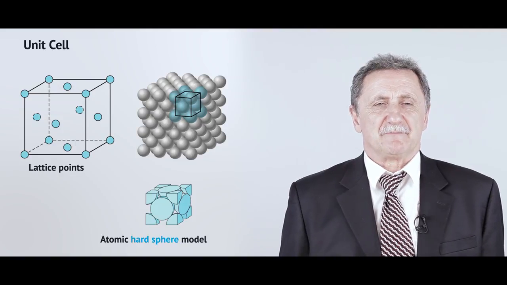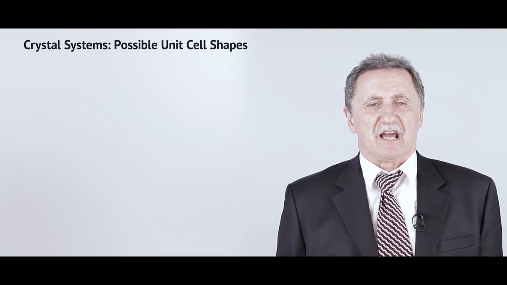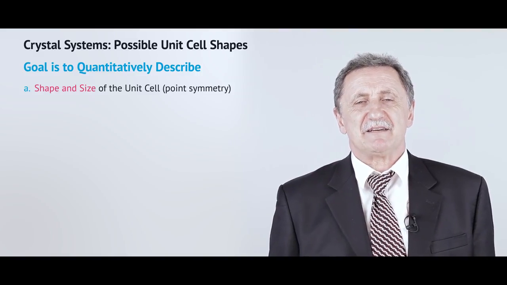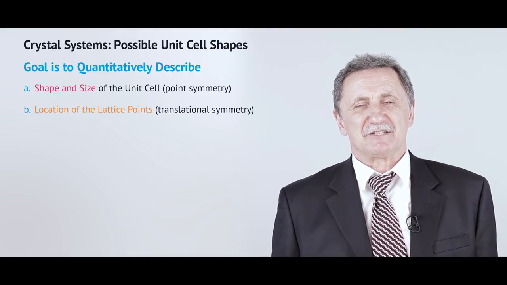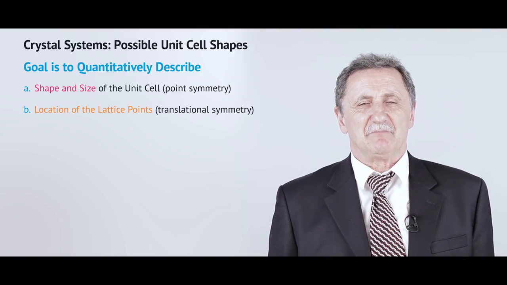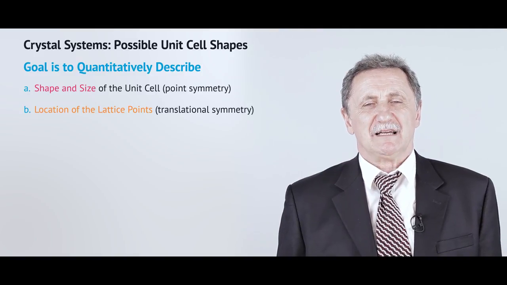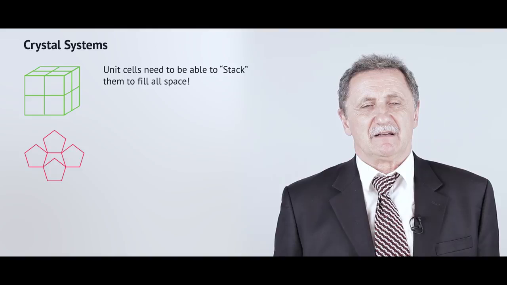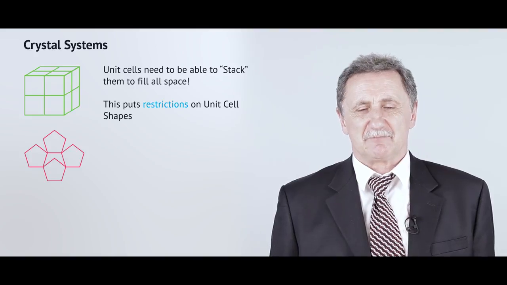Let's talk about this. The goal of this lecture is just to find out that the shape and size of the unit cell can be described by so-called point symmetry, and the location of the lattice points, or if you want, the atomic density of each unit cell, can be defined by the translational symmetry. Symmetry plays a very important role in crystallography, and when we discuss point symmetry, we will find out that only a definite number, specifically in our case 6 crystal systems, exist, and this is pretty surprising.